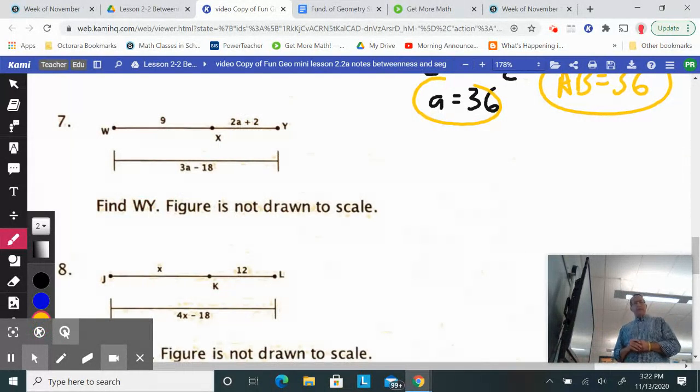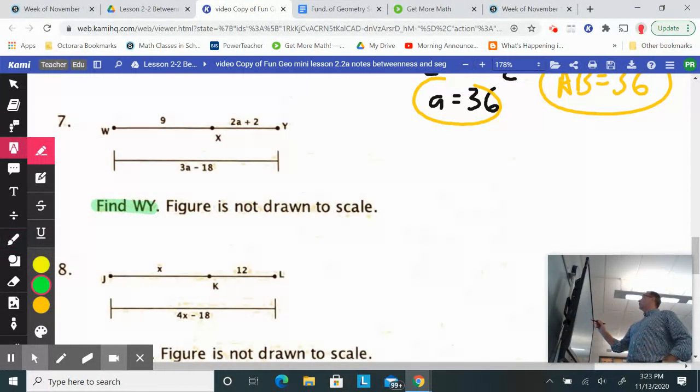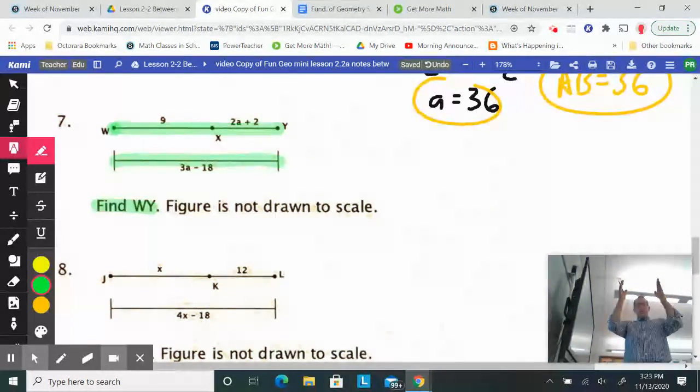Okay, so let's look at number 7. Number 7, the question is asking for find W to Y, that distance from W all the way to Y. What is that distance? Well, we know that distance is the same as this distance here, 3a minus 18. So I have two things that are equal to each other. I can set up an equation and solve for the variable a. Then I can use that a, whatever the number value is for a, substitute it back in and find the distance from W to Y. Let's do that.